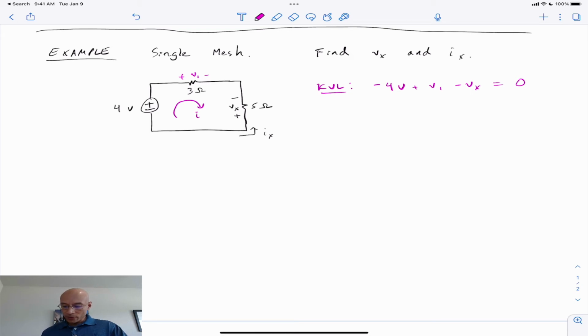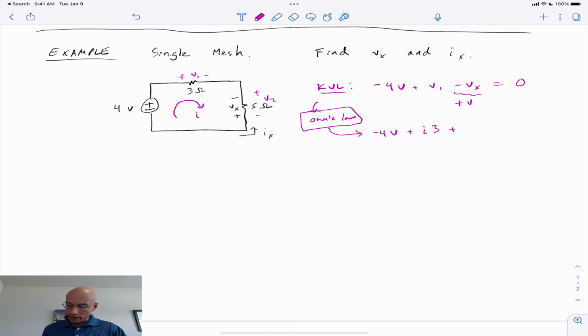Now we're going to use Ohm's law, and we still have our negative 4 volt drop. Ohm's law, we have I times 3 ohms, so that's our mesh current times 3. And for the next voltage drop, I'm actually going to assign a V2 just to make things easier. And that will mean that it'll look like V2 here instead of minus Vx. I've defined V2 so it follows the passive reference convention. The way that's going to work here is I times 5 equals 0.